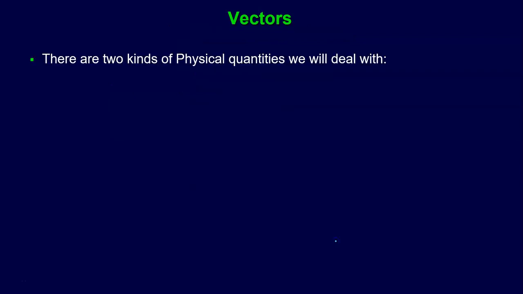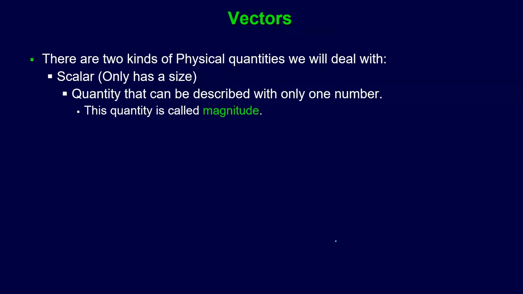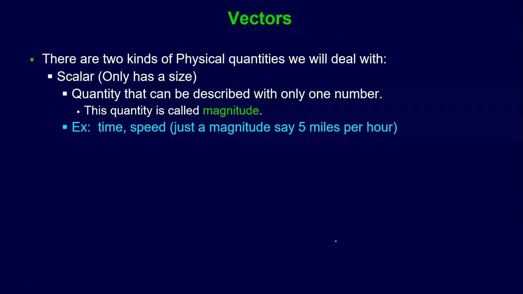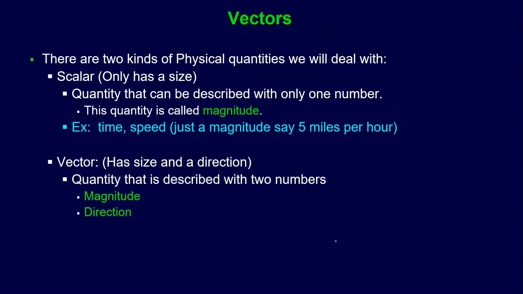So vectors, we're going to find that there's two kinds of physical quantities that we will deal with. A scalar only has a size, so a quantity that can be described with only one number, and this quantity is called the magnitude. Some examples are time and speed, which is just a magnitude, say 5 miles per hour. And then there's vectors, which have a size and a direction, which in general are going to be more difficult to deal with. You can describe it with two numbers, a magnitude and the direction, and we'll go through a lot of different ways to describe vectors.